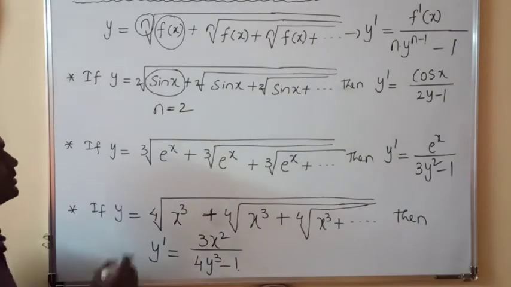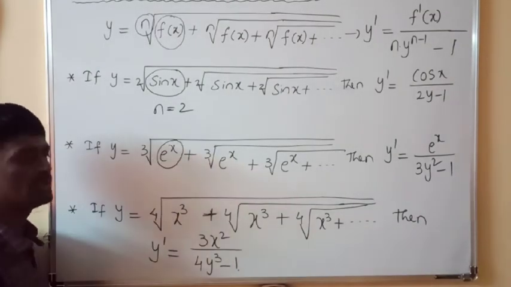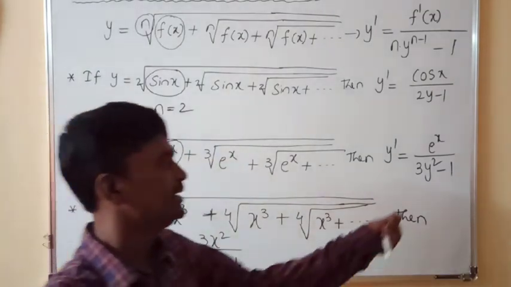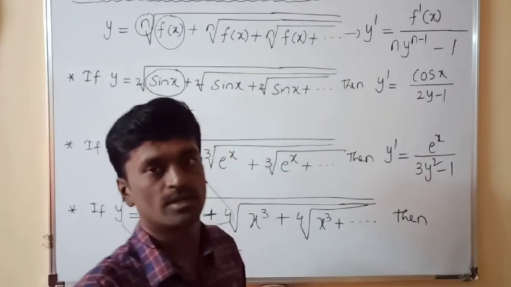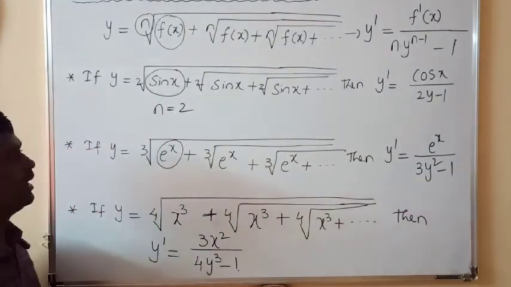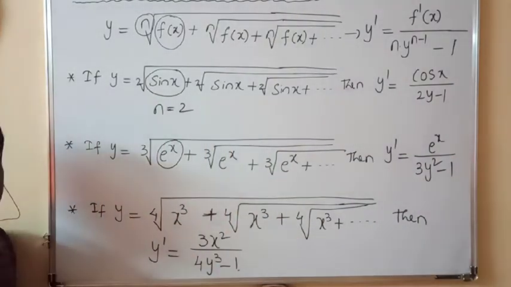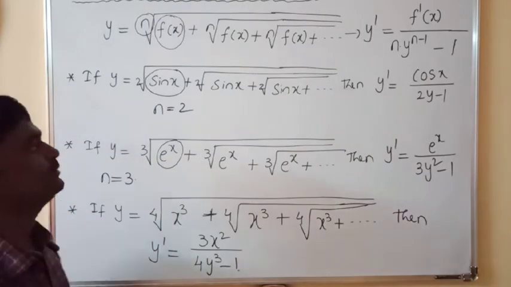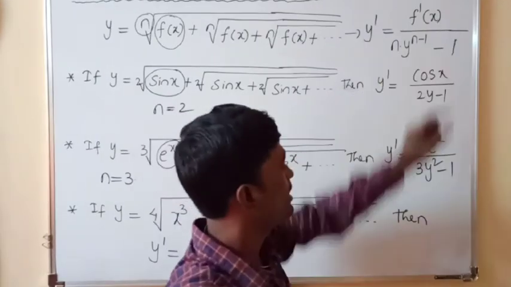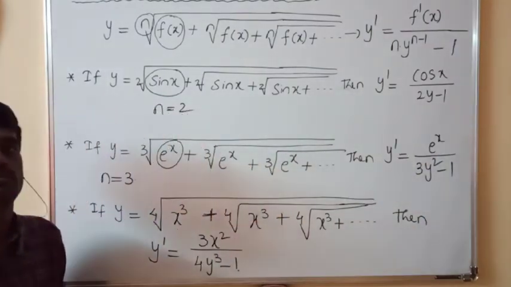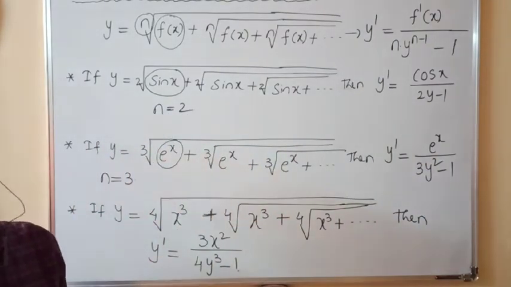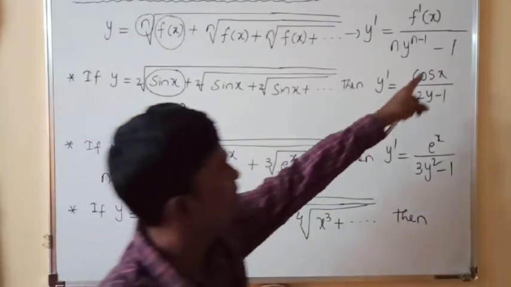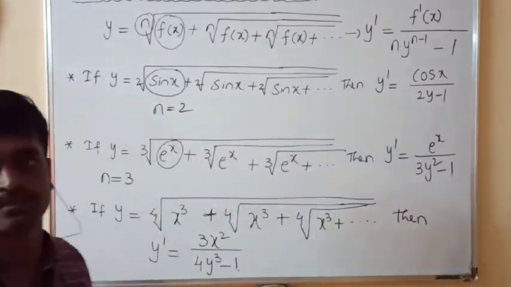Okay. Next here, what is f of x? E power x. Then e power x derivative is e power x. That is in the numerator. And here, what is the root? Cube root. That means n value is 3. So n into y power n minus 1, that is 3 into y power 3 minus 1, which is 3 into y square. This minus 1 as it is.